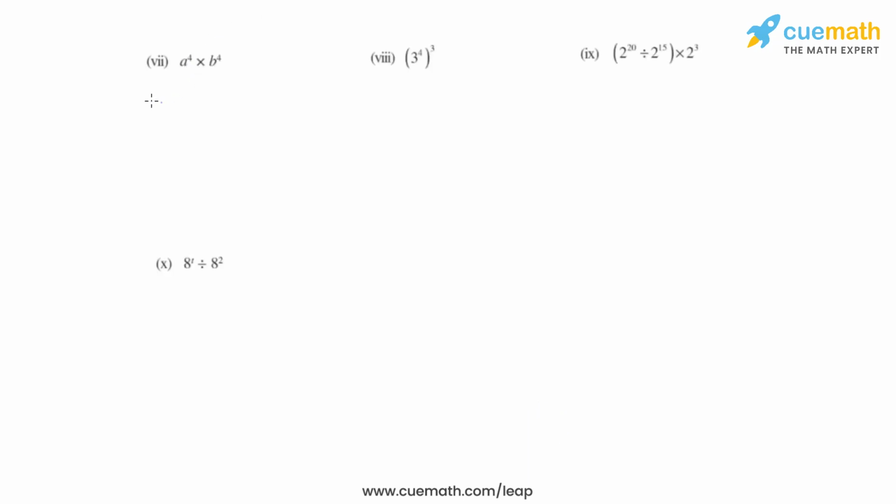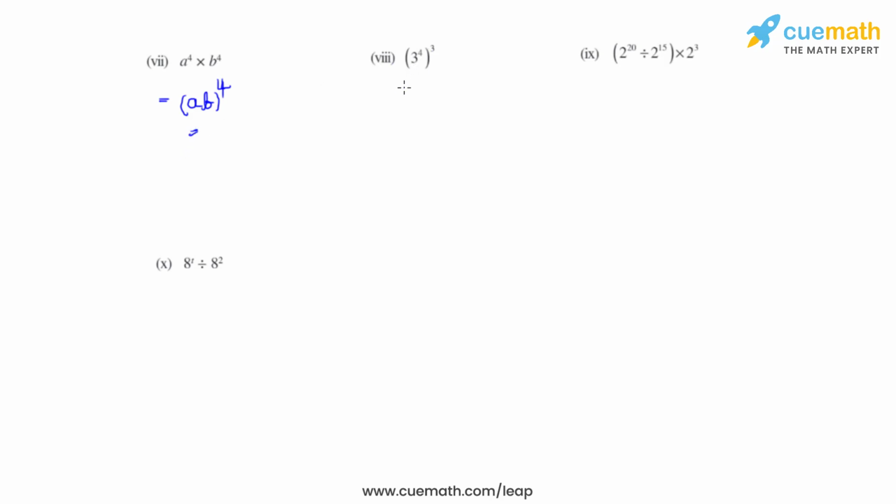In the seventh bit, we will be using the same law which we just used in the previous bit, the sixth bit. That is, we see that the powers are same but the bases are different. The two numbers are in multiplication. So we will keep the same power but we will multiply the bases. So we will get a times b, which is ab, and this whole will be raised to 4. So this is the answer for the seventh bit.